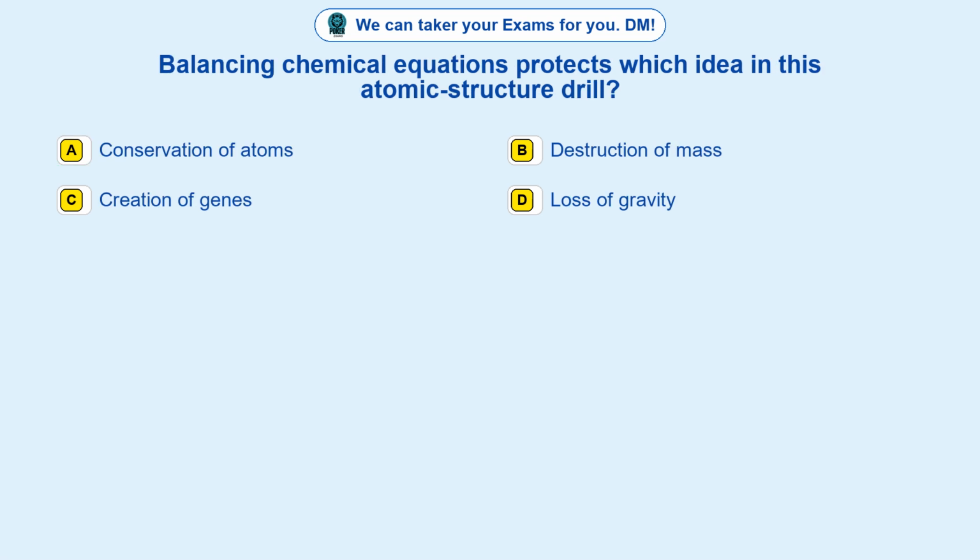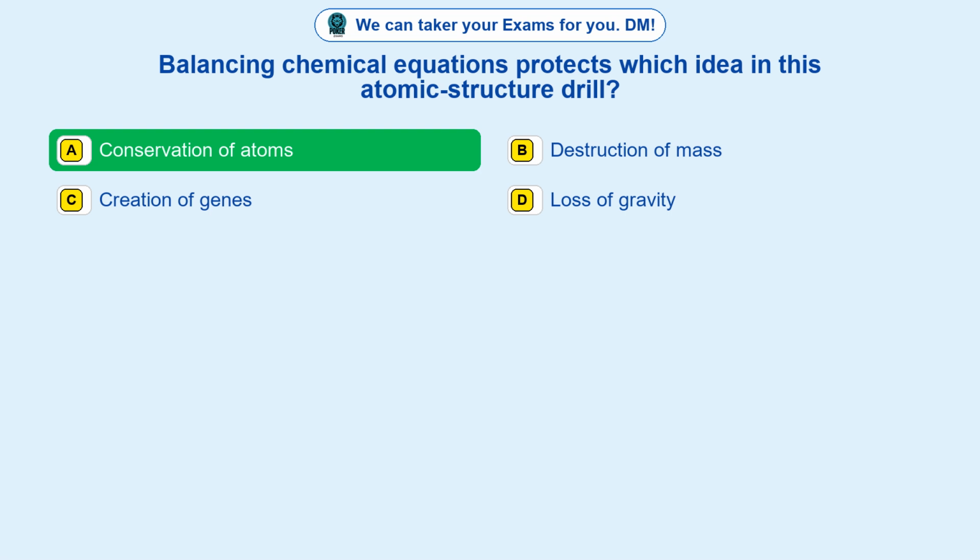Question 39. Balancing chemical equations protects which idea in this atomic structure drill? Option A, conservation of atoms. Option B, destruction of mass. Option C, creation of genes. Option D, loss of gravity. The correct answer is option A, conservation of atoms.